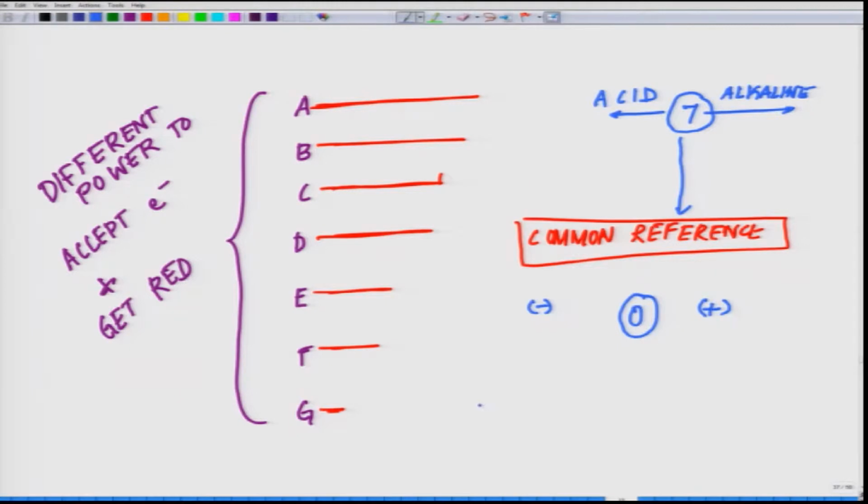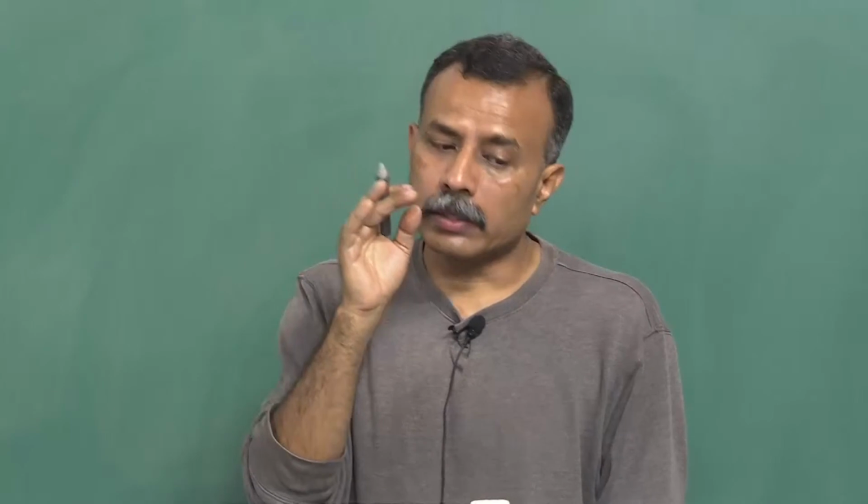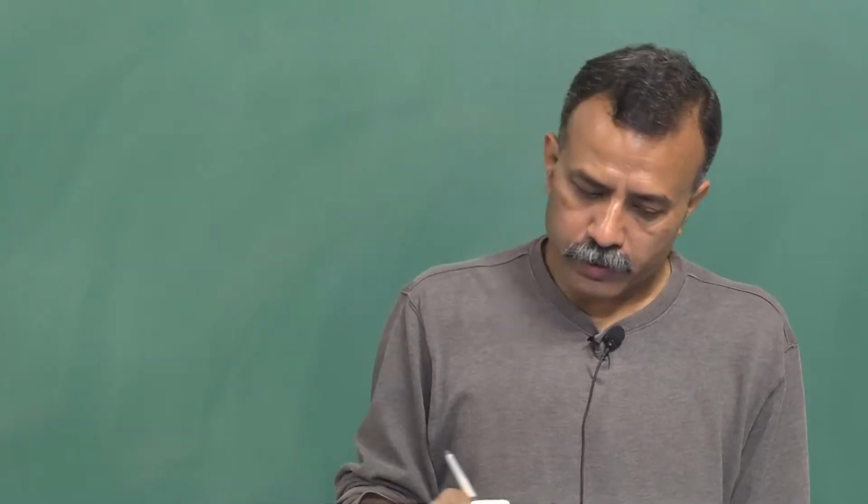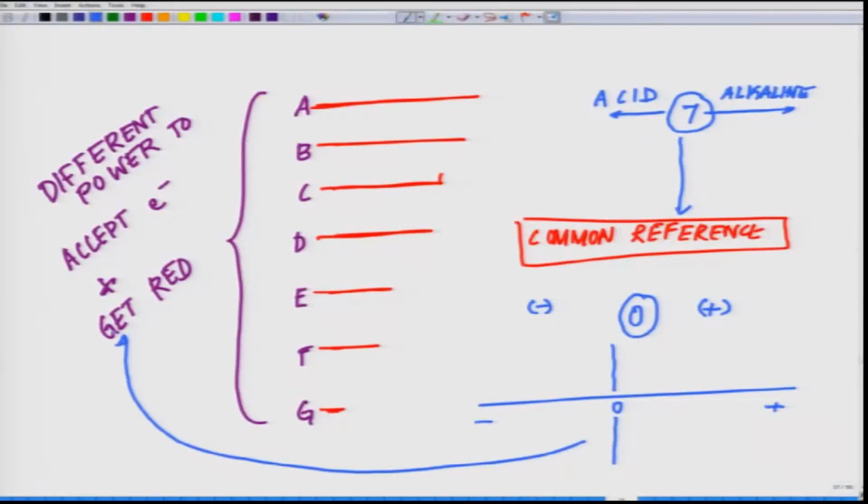Which side of the number line you are going? Okay, positive, I could have negative. Based on that, I will be able to give different numbers to the power of accepting electron or donating electron, whichever. At this point we will only talk about the accepting electron because we are talking about the reduction potential.